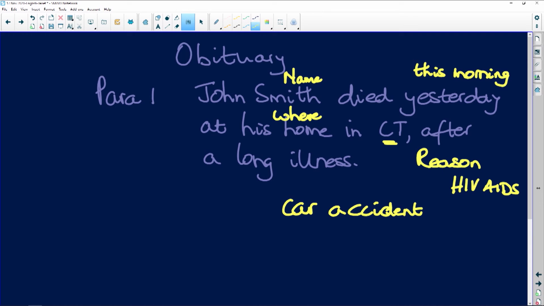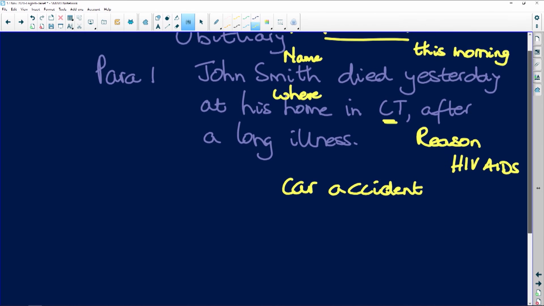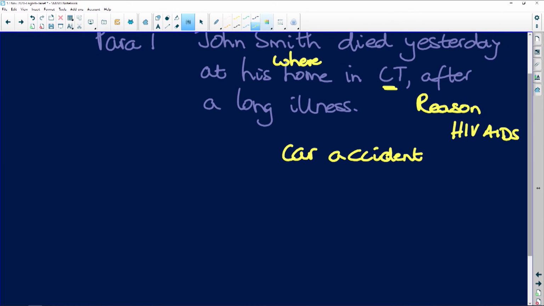This is an obituary. So what is an obituary? It is a publication. It is not a speech. It is not a eulogy. It is published. And who gets an obituary? Important people. All right, so paragraph 2.